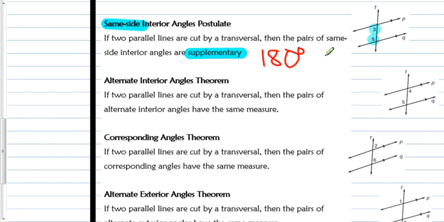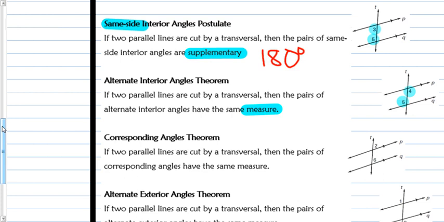Moving on, the alternate interior angles theorem. If two parallel lines are cut by a transversal, then the pairs of alternate interior angles have the same measure. That means that they are congruent to each other. So alternate interior, angles 4 and 5, they have the same measure. They are congruent. So angle 4 is 45 degrees. Angle 5 will also be 45 degrees.